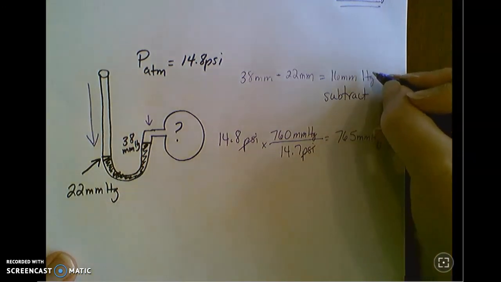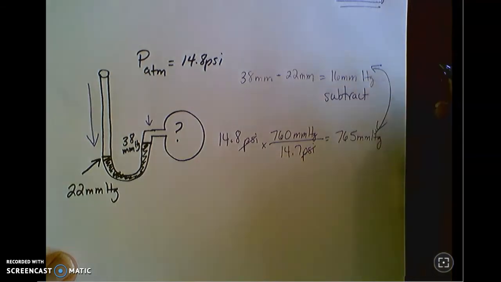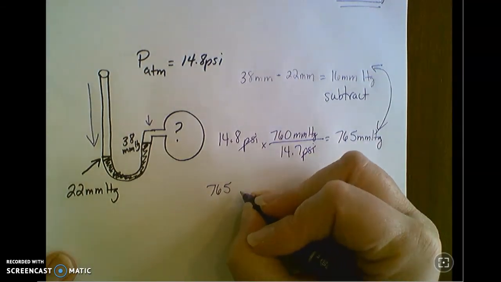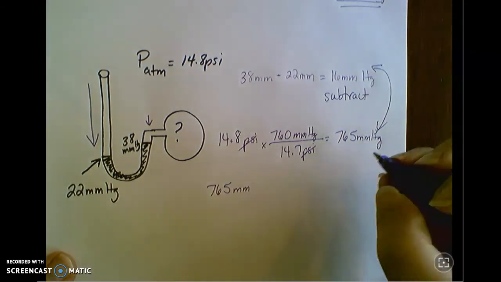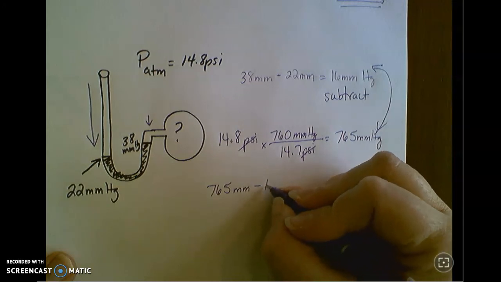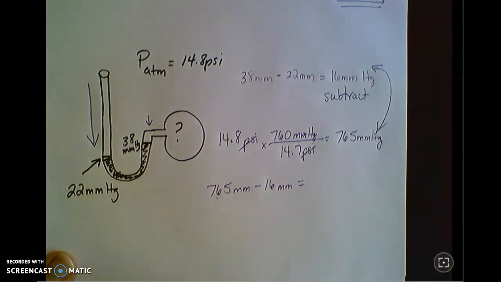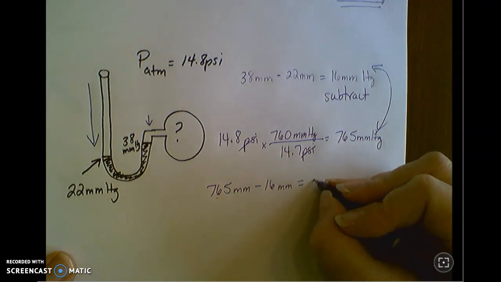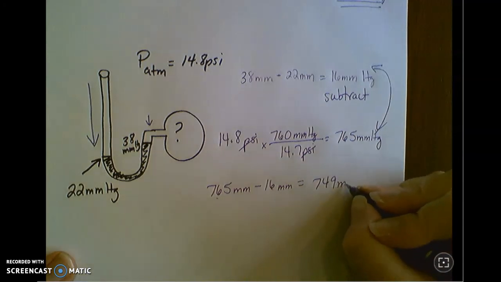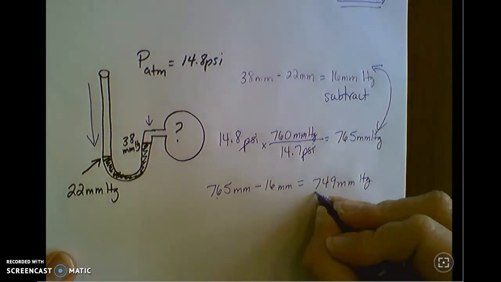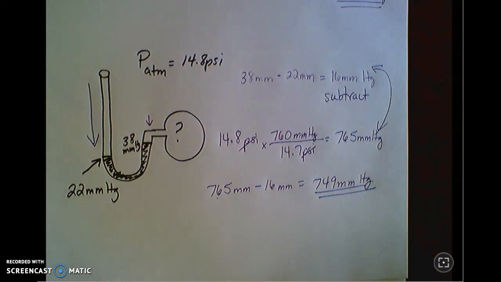And then we said we're going to subtract these two. You don't have to write out this step if you don't want to, but I'm trying to show you everything that I'm doing as I'm thinking through it. So 765 minus 16 is going to be 749 millimeters of mercury. And that's all there is to it.